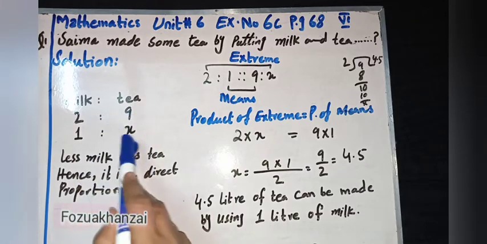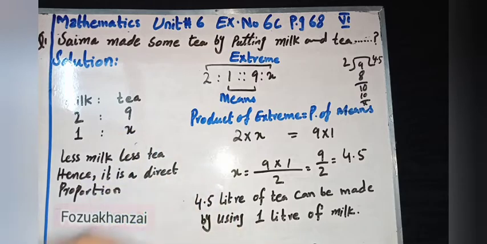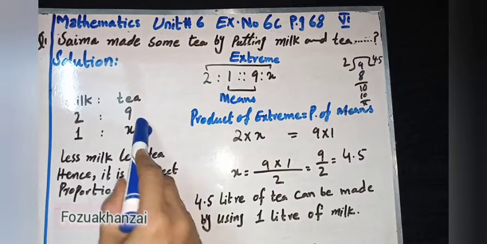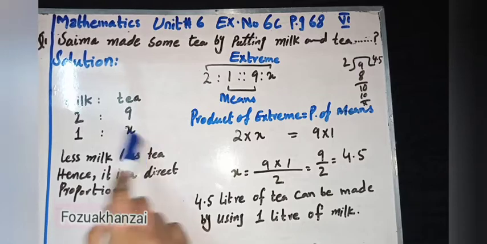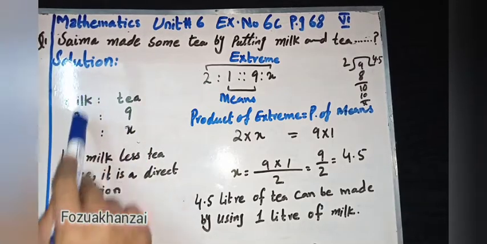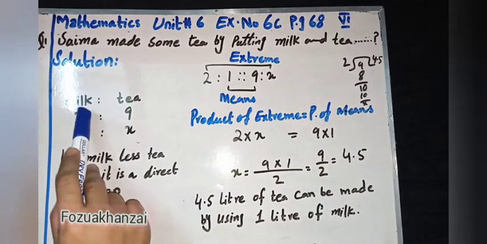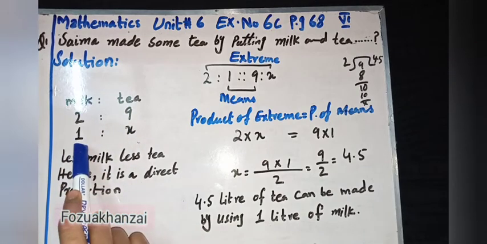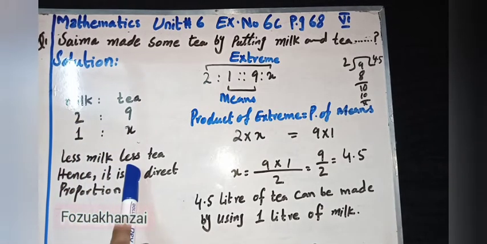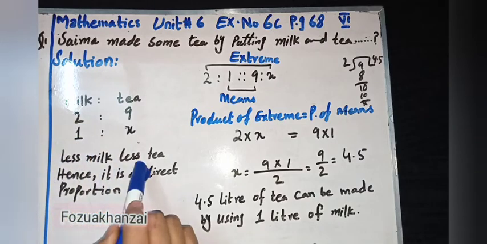We don't know the total quantity after preparing the tea, so we put x for it, or 1 liter. Now we compare both quantities, milk and tea. Two quantities, 2 liter and 1 liter. Less milk, less tea. So both sides decrease, it's a direct proportion.